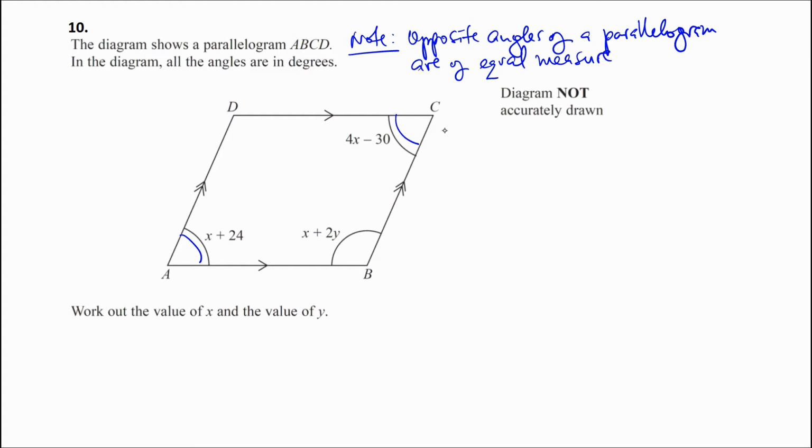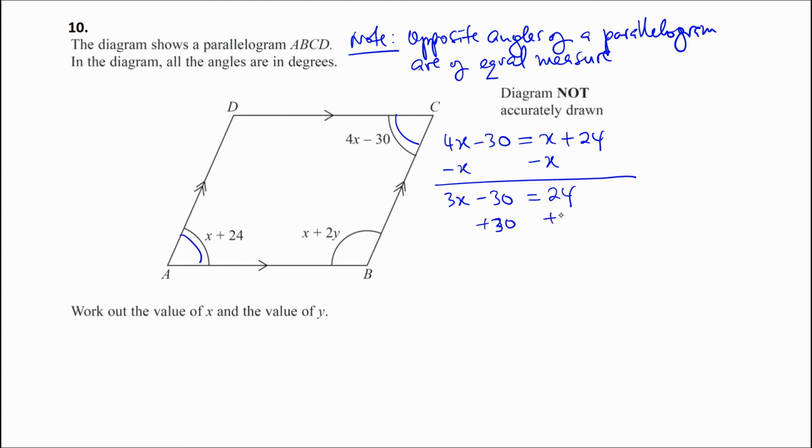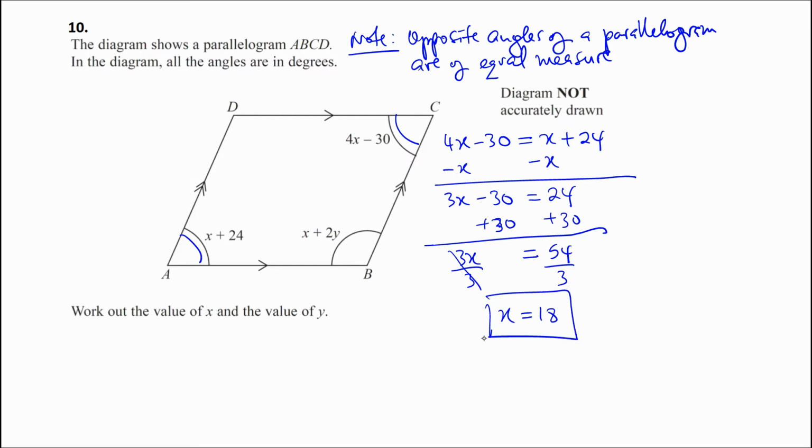So basically we can say that 4x minus 30 will be equal to x plus 24. And then we solve for x. So basically subtract x on each side. 3x minus 30 will be equal to 24. Add 30 on each side. So 3x will be equal to 54. And then you divide by 3. So x will be equal to 18. So x is 18.